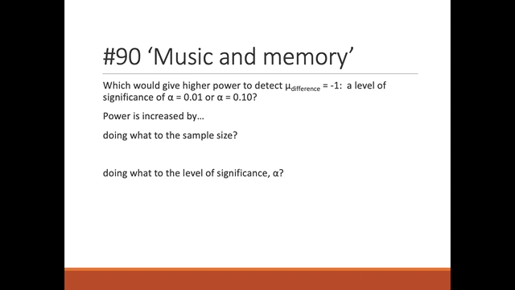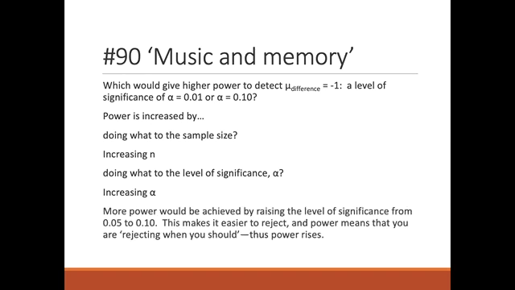So power can be increased by increasing two things. We could increase the sample size, but that's not an alternative that's being given here. The other thing that we could do is increase alpha. So the simplest way to remember: power goes up when you either increase the sample size or you increase the level of significance alpha. So in this case, to answer the question, more power would be achieved by raising the level of significance. We used a level of significance of 5%. More power would be achieved by using a level of significance of 10%.